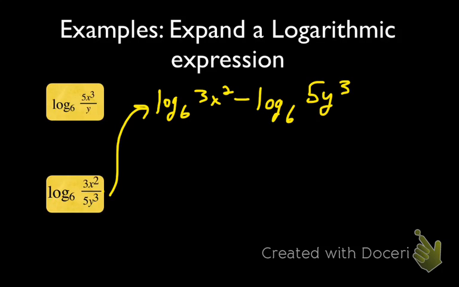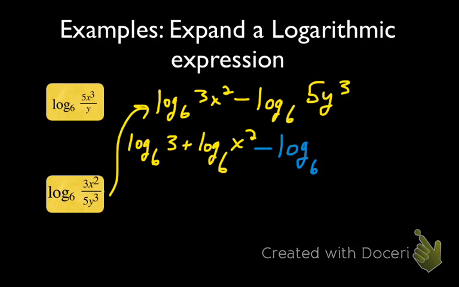So once again, just like I did before, I can't use the power property yet, but I can use the product property, so I'm going to break this into the log base 6 of 3 plus the log base 6 of x squared. Then I can also do the same thing to the other expression, right? Because I've got 5 times y cubed over here. So it's going to be minus the log base 6 of 5 plus the log base 6 of y cubed.